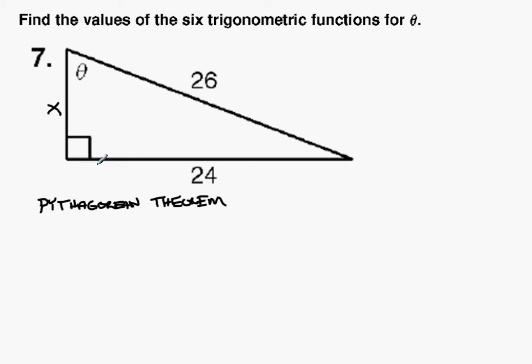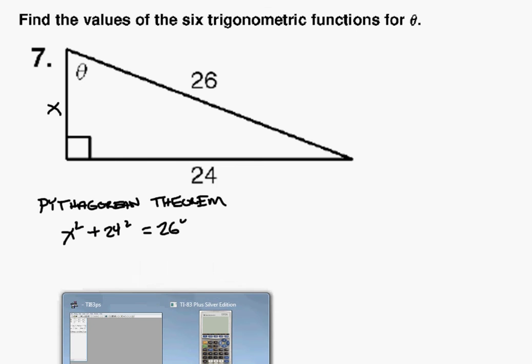So, the Pythagorean theorem tells us that the sum of the squares of the sides of the triangle is equal to the square of the hypotenuse. In other words, x squared plus 24 squared equals 26 squared. So let's get out the calculator on this.